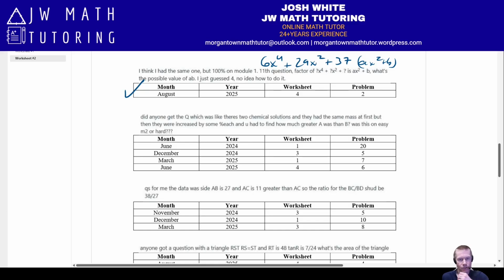There was a question next that dealt with 2 different chemical solutions that both started with the same mass. They each increased, but by different percentages, and it wanted to know how much greater one of them was versus the other. This problem is basically identical to the predator and prey question. All of the months and worksheets listed here are just for the predator and prey question, which is the exact same thing.